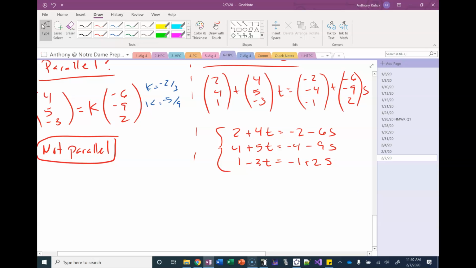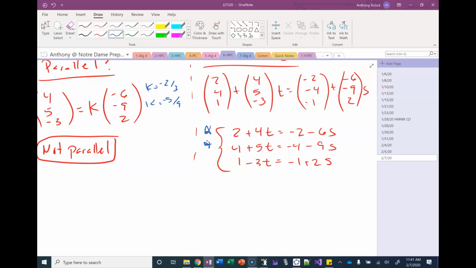If I look at this system, how many variables do I have? 2. I have S and T. How many equations do I need to solve a two-variable system? Just 2. So I'm just going to pick 2 of these equations to use. For the sake of this problem, I'm just going to pick the first 2. It doesn't matter which 2 you choose.